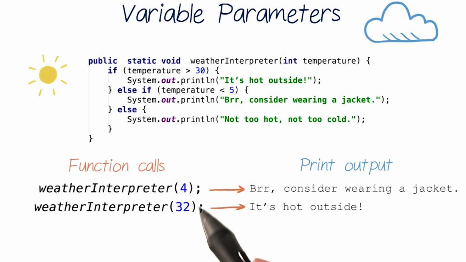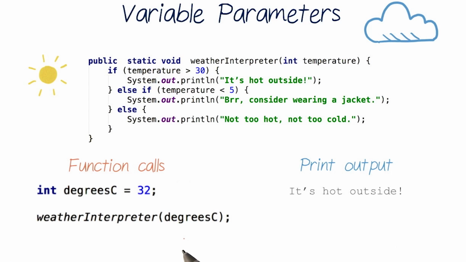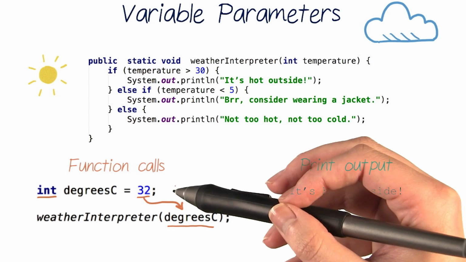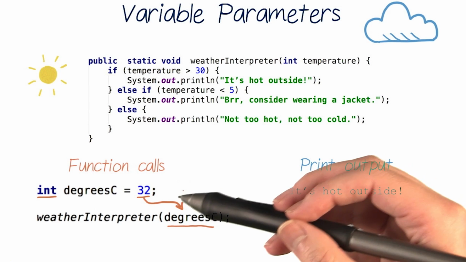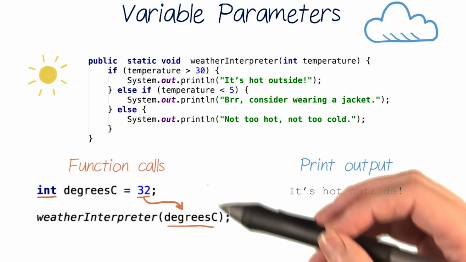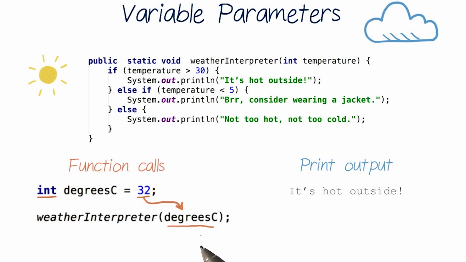But instead of directly passing in these values, we can also pass in variables as arguments, as long as they're the right type. So for our weather example, that would look something like this. Our weather interpreter still expects an integer as an argument, but instead of typing in a value directly, like 32, we're passing in the int variable degreesC that's been declared and initialized here. And this variable holds the value 32. So this function call will print out "it's hot outside," just like before.